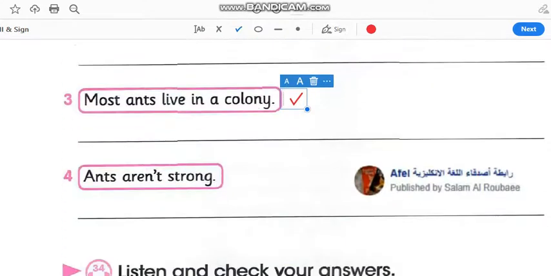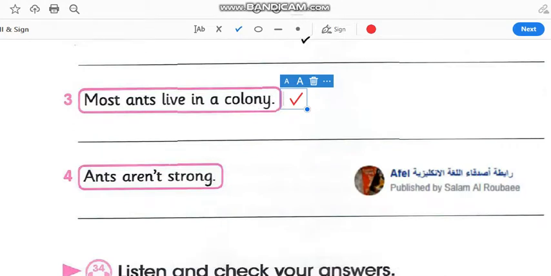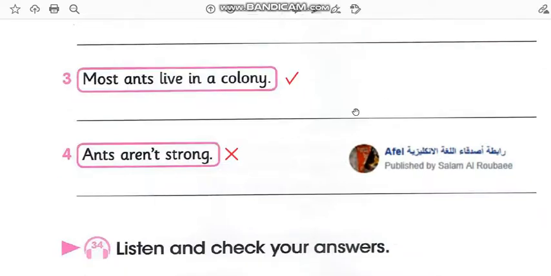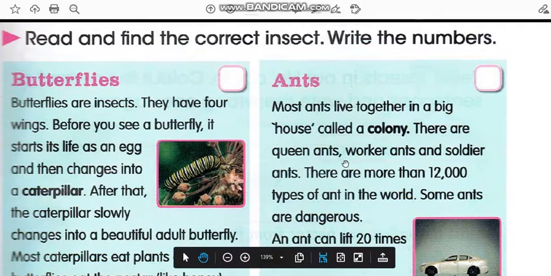The last sentence: ants aren't strong. Of course no. It's definitely wrong, they are strong. How do we know that? Back to page number 33. Read about ants again.